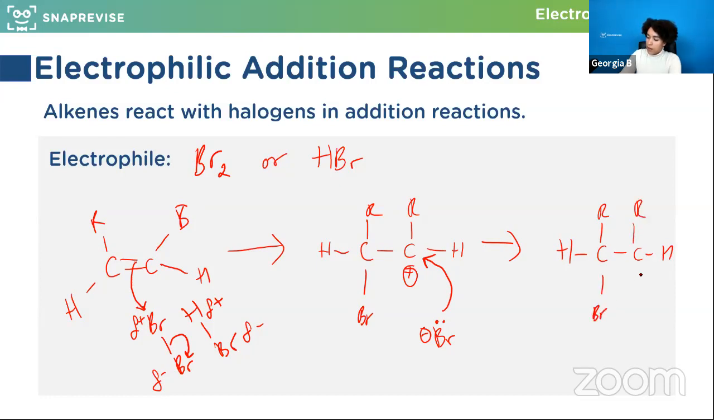We either have a dibromine if we used Br2, or we have a singular bromoalkane.